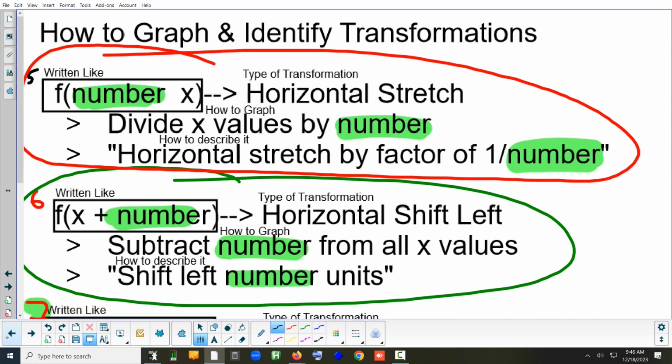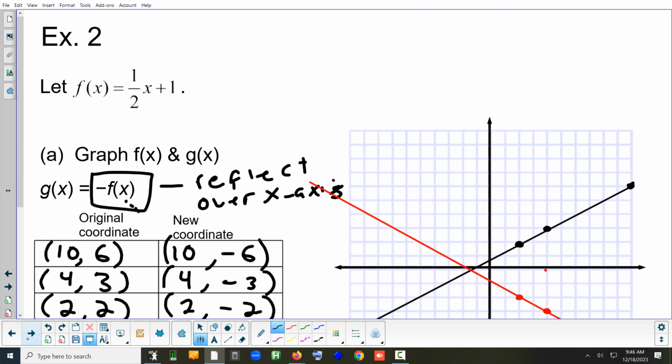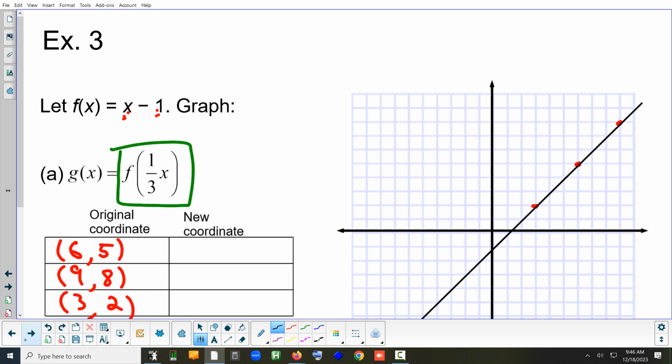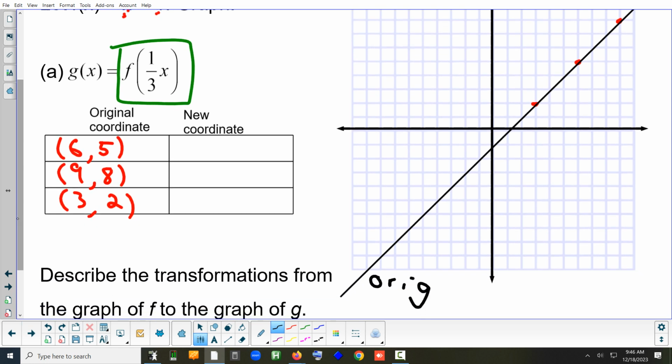Okay, so that's row 5. What does it say to do under the how to graph? Divide x values by what's the number? 1? Yep, divide the x values by the number. Okay. All right. Well, we picked numbers that were a little too big, but that's fine.